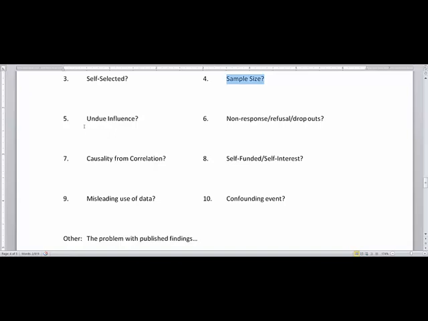Is there undue influence? Again, the wording of the question can be that undue influence, or perhaps your boss is staring over you while you're taking a survey. This is why when we used to do paper-pencil evaluations of professors, the professor had to leave the room.